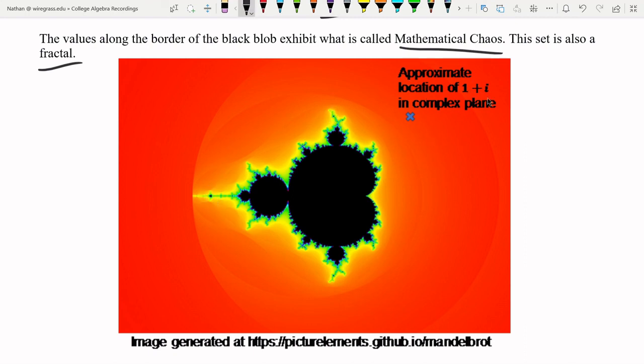The number we chose, 1 plus i, on the complex plane, I believe it goes like this. And this is the real axis here. This is the imaginary. This is 1. And then up here would be i. So 1 plus i is right here. And you can see that's way far outside of the Mandelbrot set. That goes off to infinity pretty quickly.